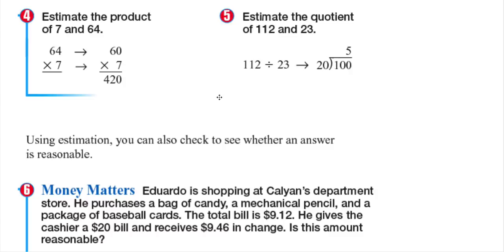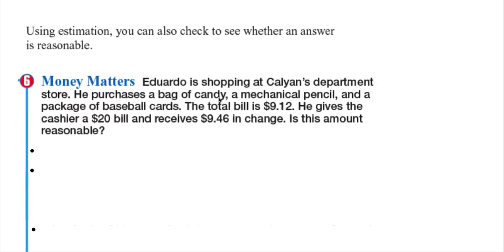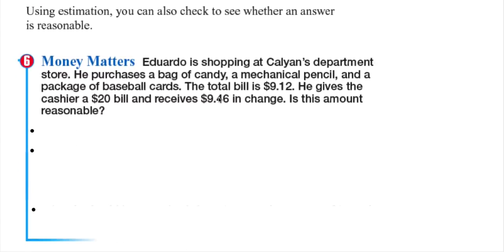Let's take a look at example number 5. Use estimation. You can also check to see whether an answer is reasonable or not. Eduardo is shopping at Callian's department store. He purchases a bag of candy, a mechanical pencil, and a package of baseball cards. The total bill is $9.12. He gives the cashier a $20 bill and receives $9.46 in change.